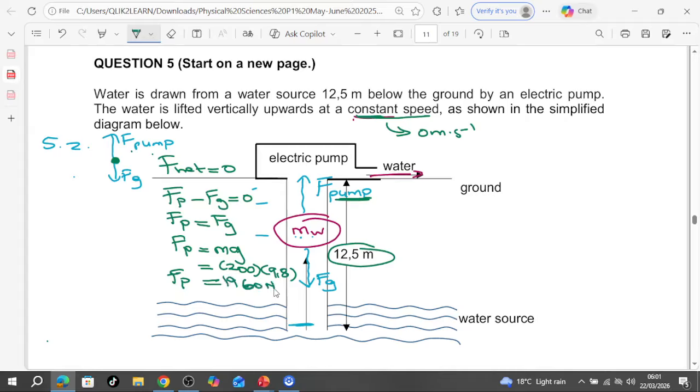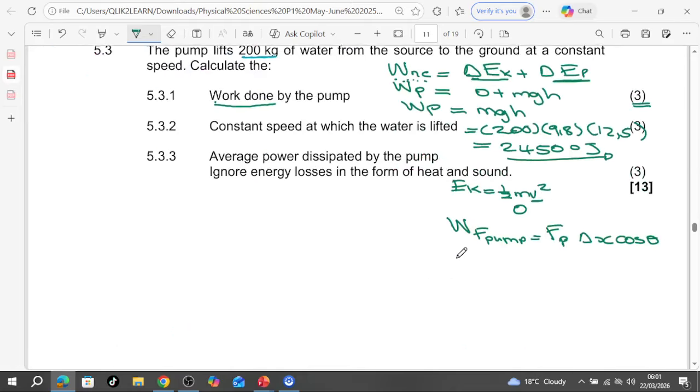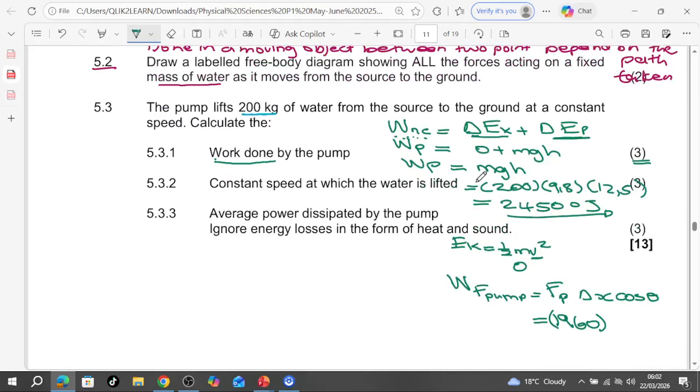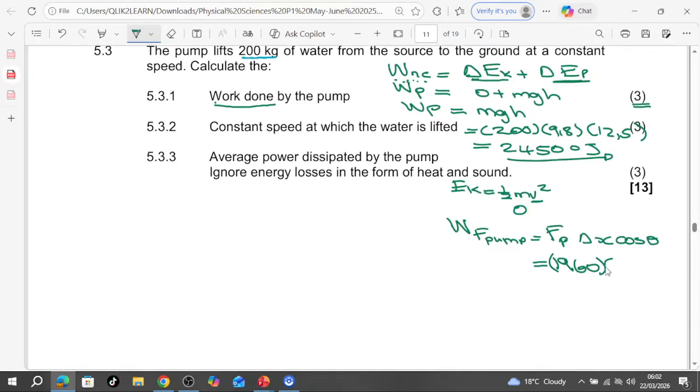1960 newtons. So that is the force done by the pump. If I go back here, I can substitute the force done by that pump, which is 1960, and multiply that by delta X, the distance traveled by the water, which is given as 12.5. So I'm just going to put it there and say this is 12.5.